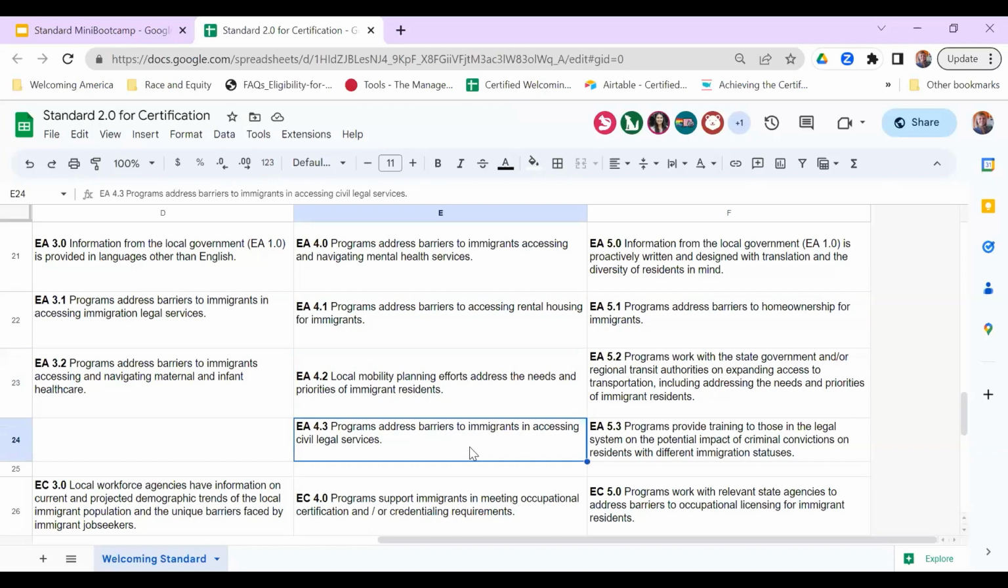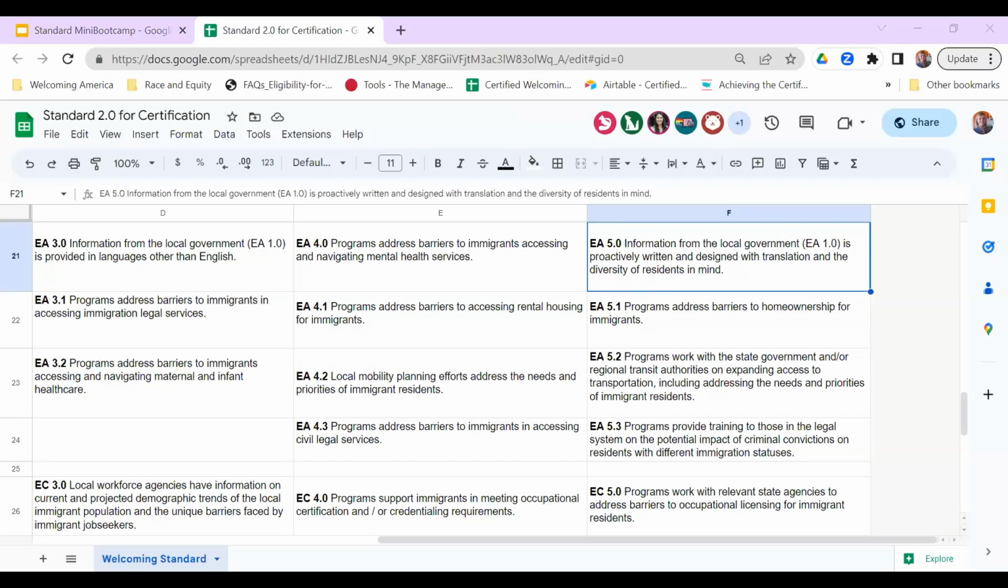And then for 4.3, addressing barriers to immigrants in accessing civil legal services, I want to recognize that legal aids across the country do have restrictions on who they can serve from federal dollars. And so there is an expectation here that the civil legal services are able to serve everyone, including undocumented individuals or people without status, or status that would not be eligible under the legal aid. And so again, finding those alternative programs, perhaps a clinic or a university law program, to ensure that the restrictions from a legal aid are not imposed on everybody, and everyone still has access.